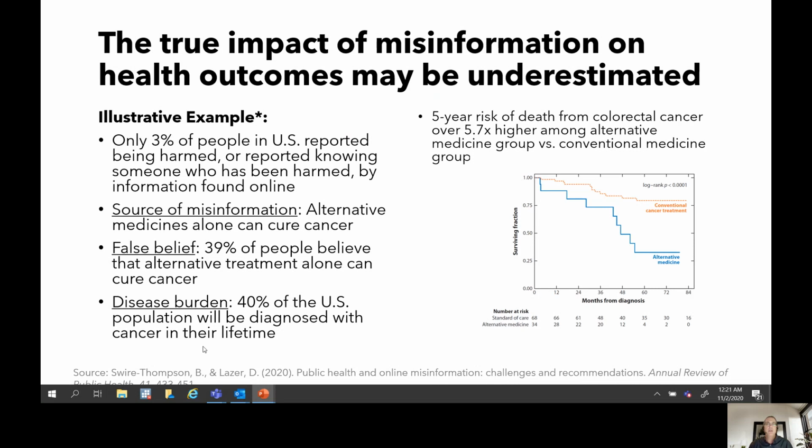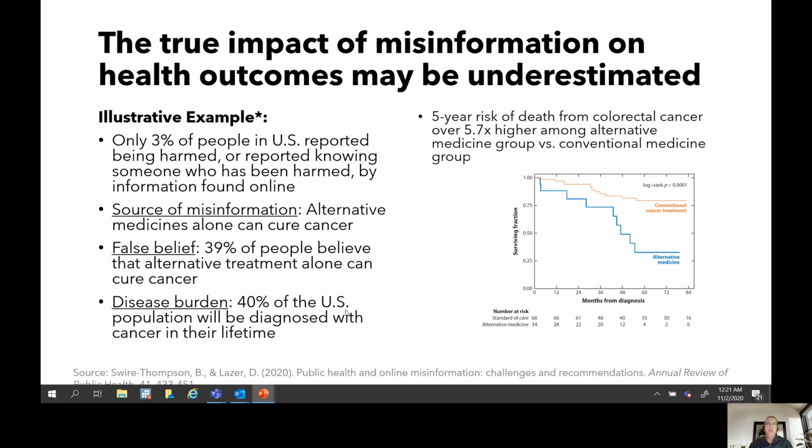And when you combine that with the lifetime risk of being diagnosed with cancer, and then additionally that the 5-year risk of death from, for example, colorectal cancer is almost six times higher among those receiving alternative medicine versus conventional medicine. This is a Kaplan-Meier curve showing how much lower the survival fraction is for alternative medicine.